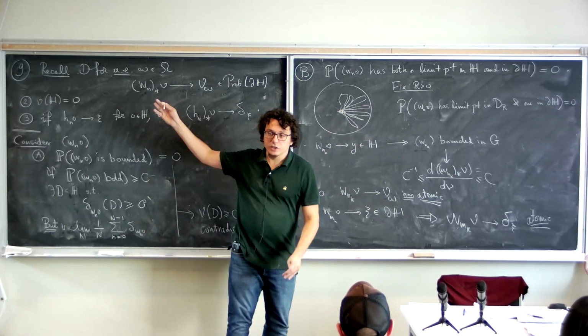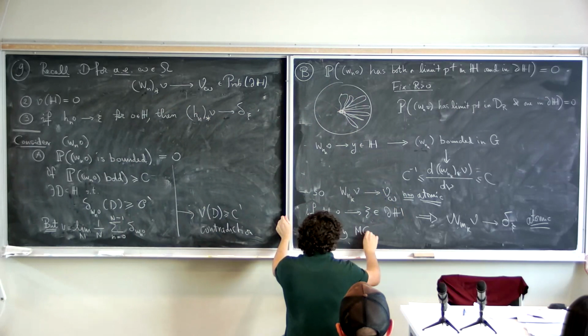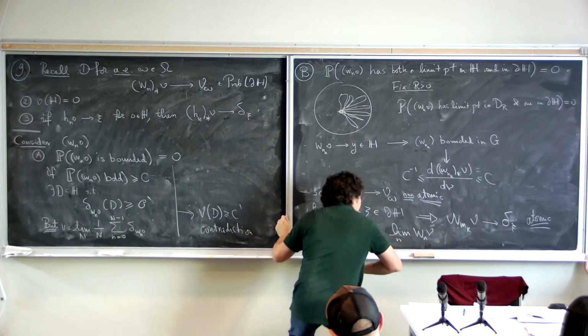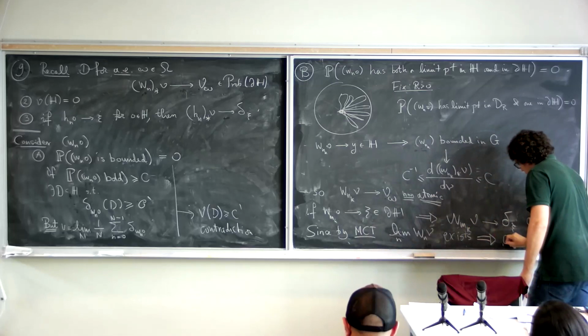Since, by the Martingale convergence theorem, the limit of W_n nu exists, this is a contradiction.